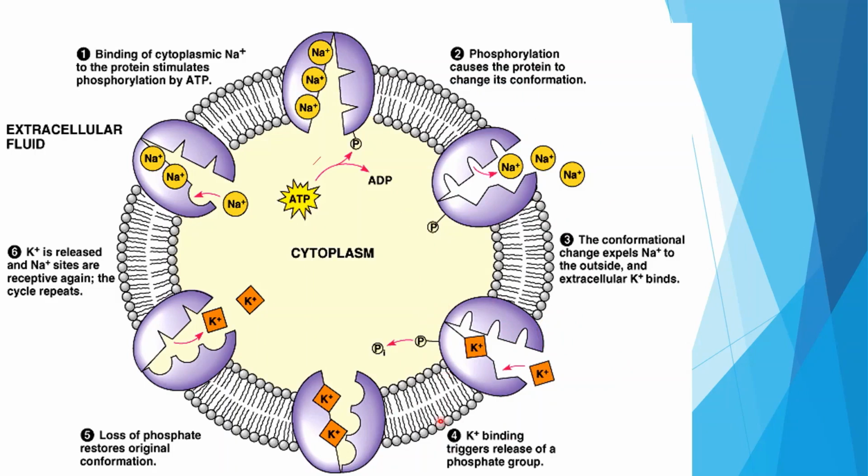This binding causes release of the inorganic phosphate from the transport protein. The release of the phosphate group causes a conformational change, and the transport protein goes back to its original conformation. Then the 2 potassium ions are released into the cell. As the 2 potassium ions are released, 3 sodium ions bind to the carrier protein and the cycle repeats.